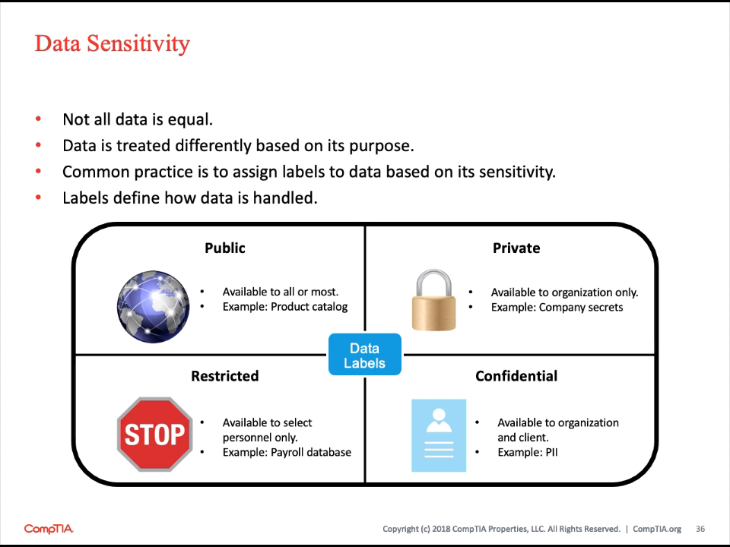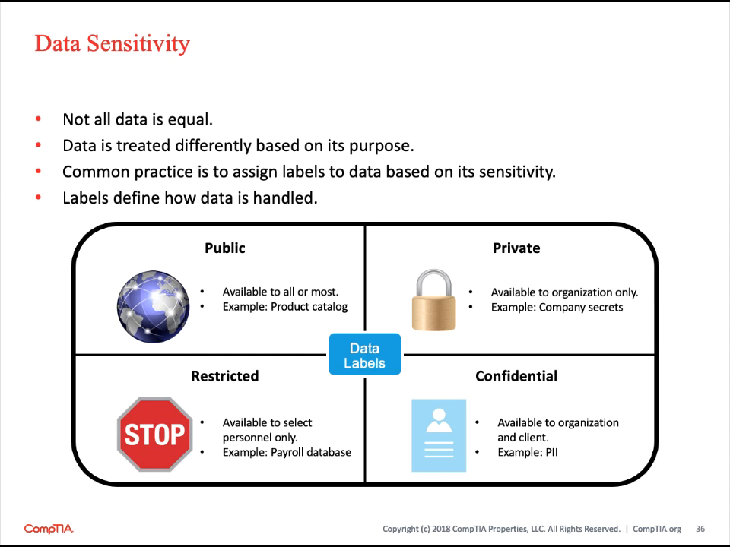Then we have private information. This is going to be available to the organization only. So this is going to be our company secrets. Taking that back to Amazon, this is going to be information such as their business analytics on how good their sales are on any given day, or for any given product or product type. Sales data, stuff like that.